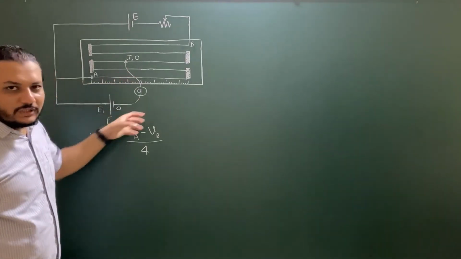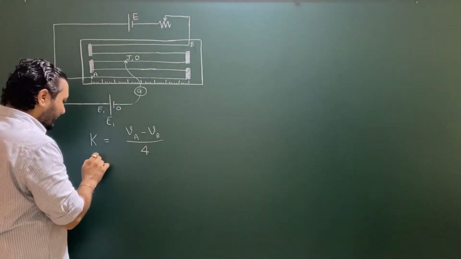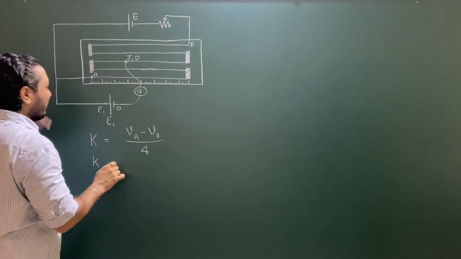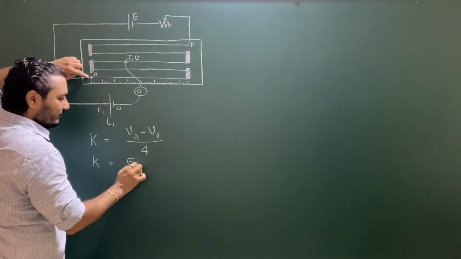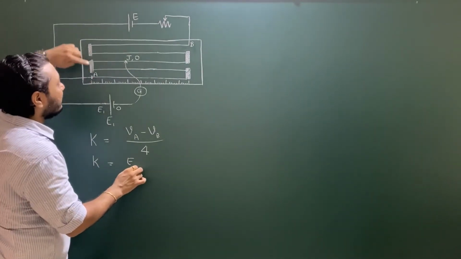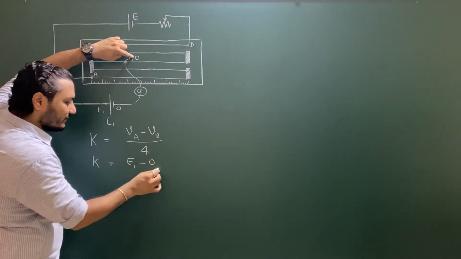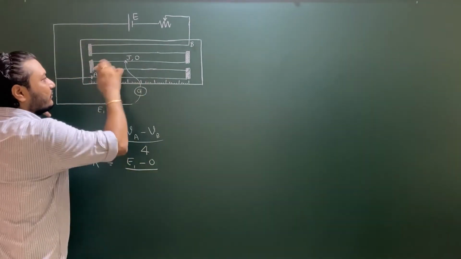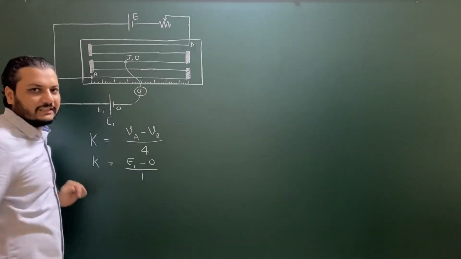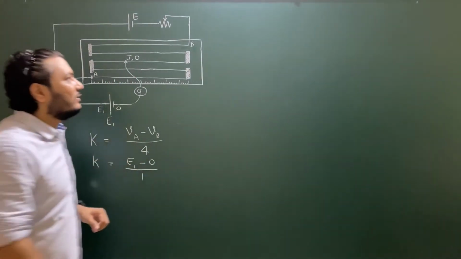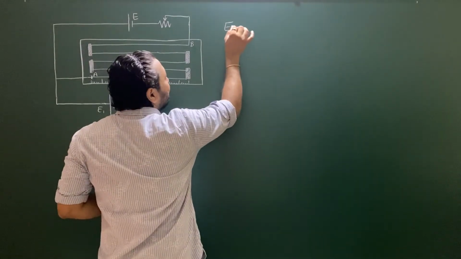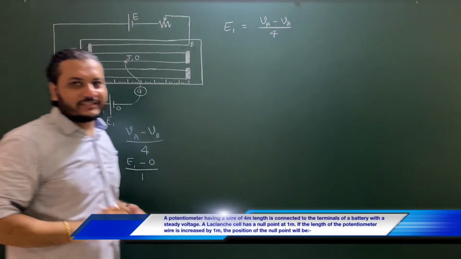Then if we use the potential gradient knowledge again, we can write potential gradient is equal to, here the potential is E1, then going from this point up to point J, the potential here is 0. So the potential drop is E1 minus 0 divided by the length of this wire, which is given in the question as 1 meter. So if you solve these two equations, you will get E1 is equal to this expression.